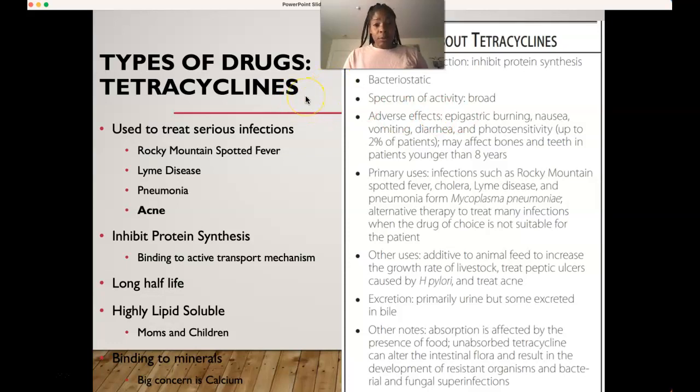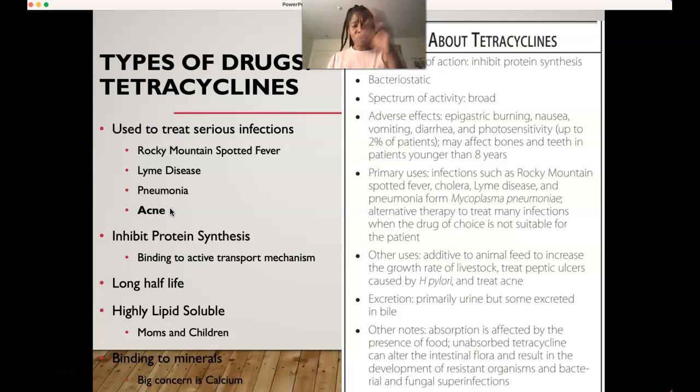Your tetracyclines, however, are most often going to be prescribed to treat more catastrophic or more difficult to treat bacterial infections. So Rocky Mountain spotted fever would be an example, Lyme disease, pneumonia, and then last but not least, a very low grade tetracycline will be prescribed to youth who have acne vulgaris. So it can be used to treat acne.